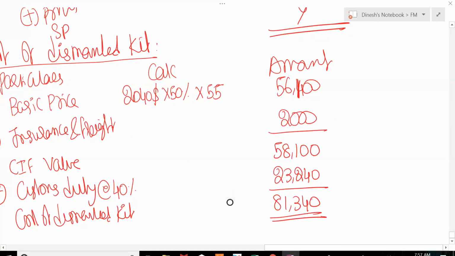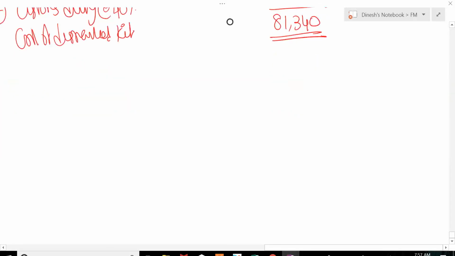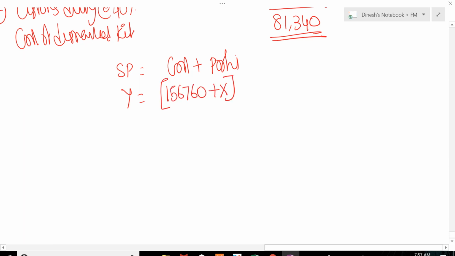Now listen, my first equation is selling price is equal to cost plus profit, Y is equal to 156,760 plus X, plus profit. Simplify this equation and tell me Y is equal to what?